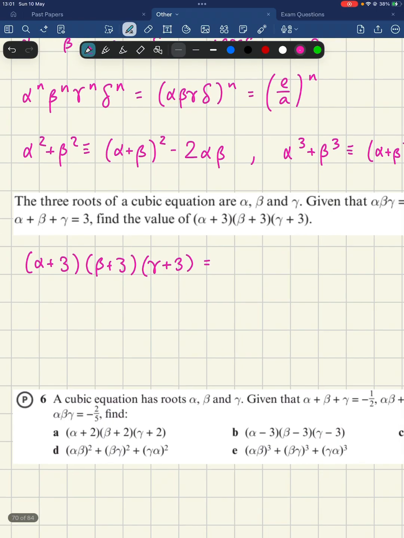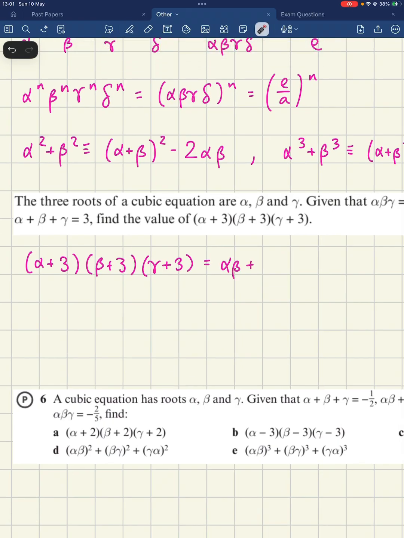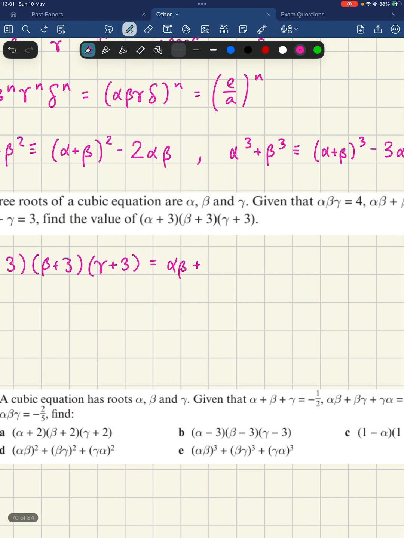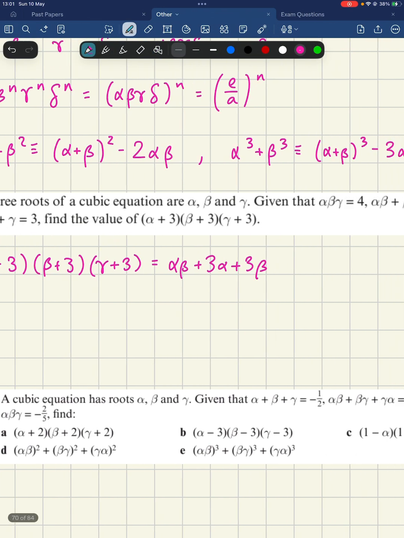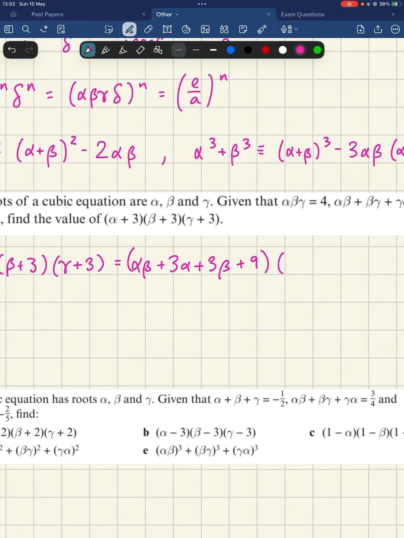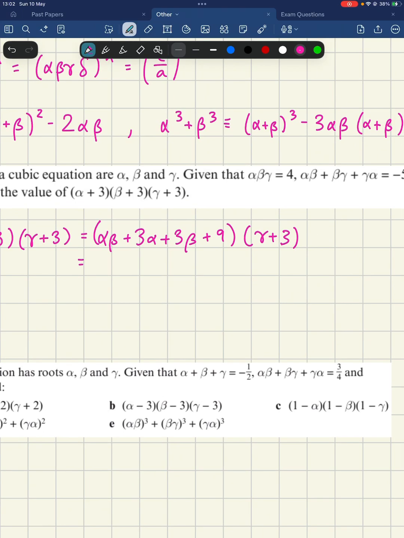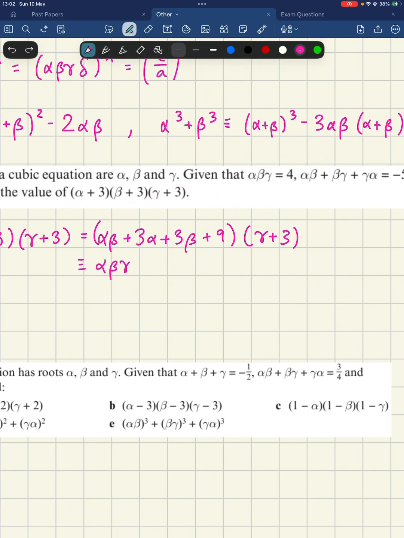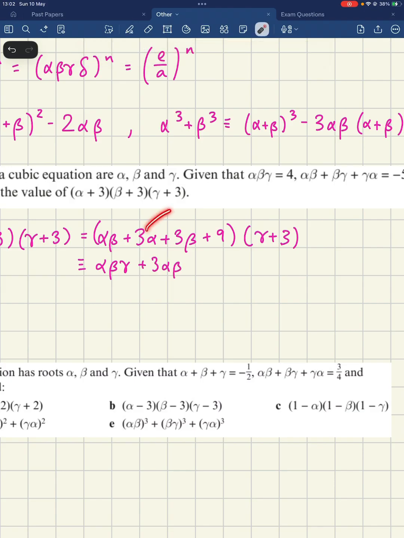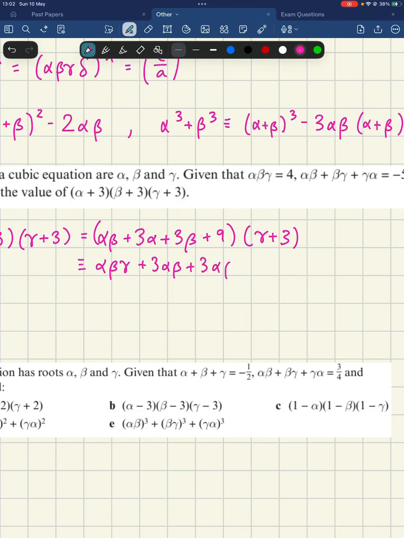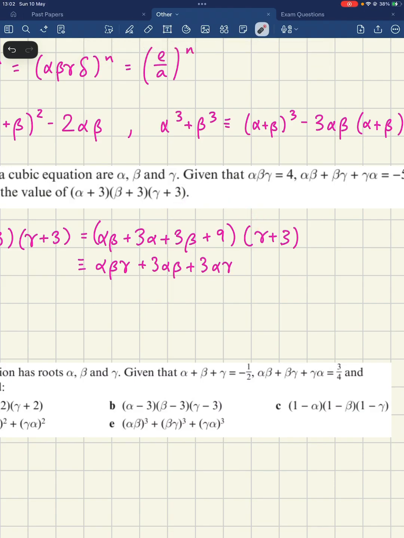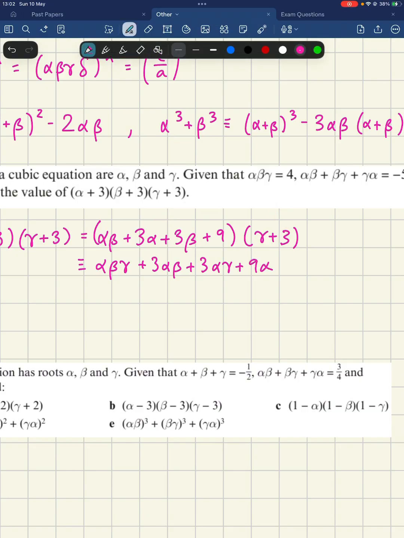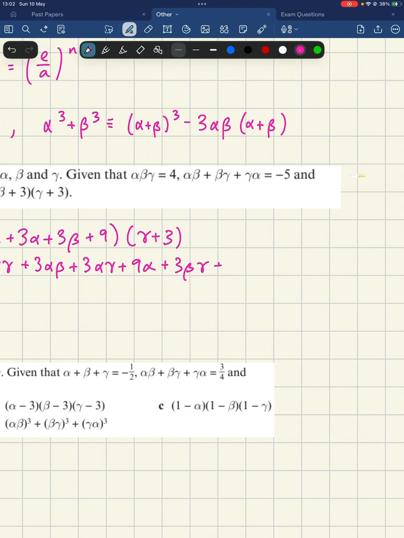We're going to expand. If we expand the first 2 brackets, we get alpha beta plus 3 alpha plus 3 beta plus 9. We are now expanding all of this by gamma plus 3. When we do this, we get alpha beta gamma, which is our 4, plus 3 alpha beta plus 3 alpha gamma plus 9 alpha. I'm just going to continue expanding all this, so then we get plus 3 beta gamma plus 9 beta plus 9 gamma plus 27.